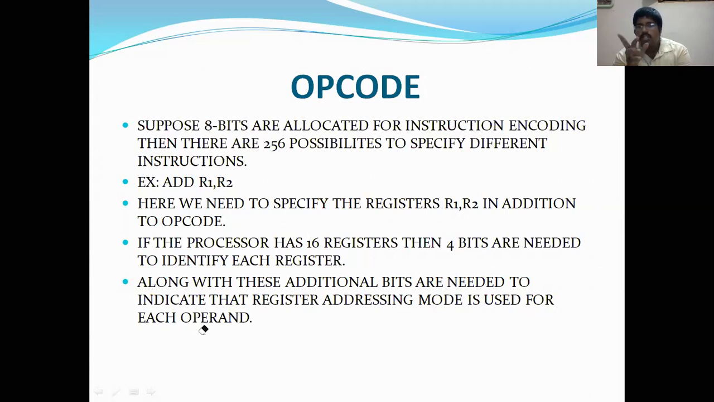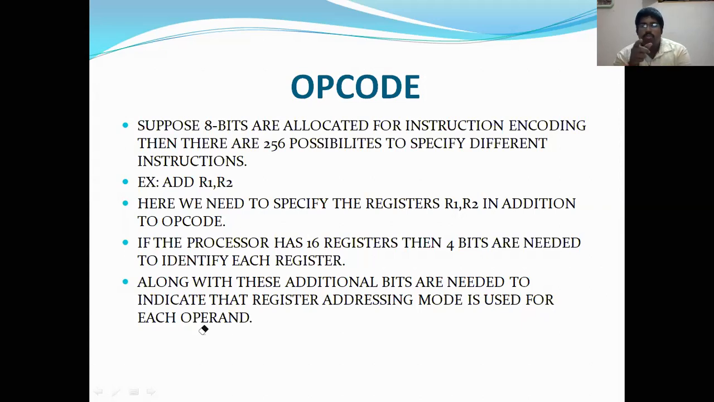That means on two registers, or one register and one memory location, or one register and one immediate value, on whom we are going to perform this operation. That is also taken care of by the opcode. And also the type of addressing mode we have used, whether immediate addressing mode, register addressing mode, register indirect addressing mode, or direct addressing mode. Which addressing mode the instruction is written in, how the operands are expressed, that also will be taken care of by this opcode.